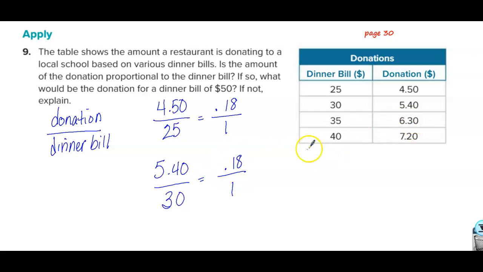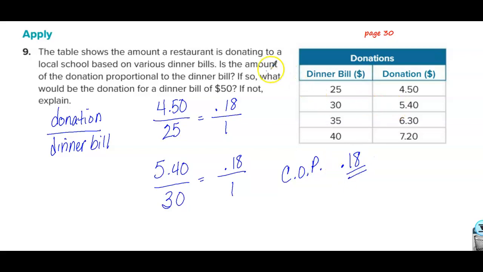Just to check, $6.30 divided by 35, because sometimes it can be tricky, that's 0.18. And $7.20 divided by 40 is also 0.18. So the constant of proportionality is 0.18.